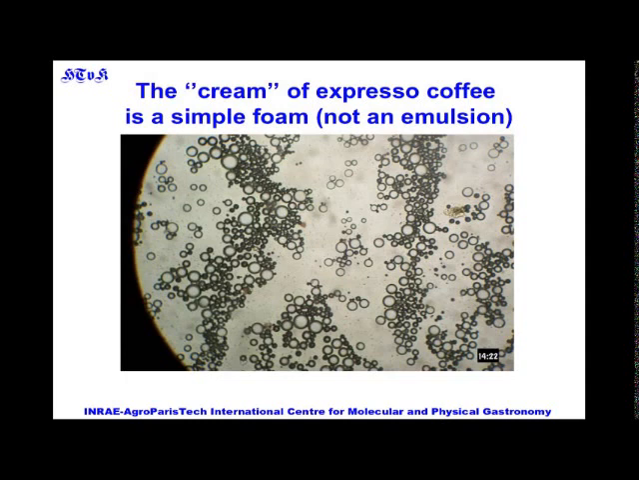Now, if we consider what appears at the surface of your espresso, people call it a cream, but a cream, for example, for milk, means oil droplets dispersed into water. And this is not what we see under the microscope. What we see is a foam with air bubbles dispersed into water, or let's say coffee, but coffee is mainly water. Okay.